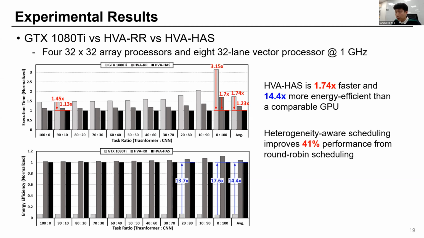One noticeable trend in the graph is that the latency reduction of HVA with HAS gets bigger as the portion of CNN workloads increases. This is because the array processor with dedicated kernel mapping performs convolutional operations more efficiently than the GPU's CUDA cores. On the other hand, the gain in transformer models involving many matrix operations is quite limited, because the GPU is relatively well optimized for matrix operations.